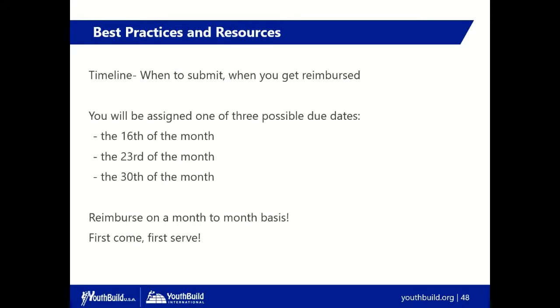So at the start of the grant year, you'll be assigned 3 possible due dates, the 16th, the 23rd, and the 30th. These dates help us divvy up the work on our end, so just please have that documentation in Dropbox by your assigned date. We understand that sometimes you cannot meet your assigned date for various reasons. If this is the case, let us know and we can change your due date or provide an extension.